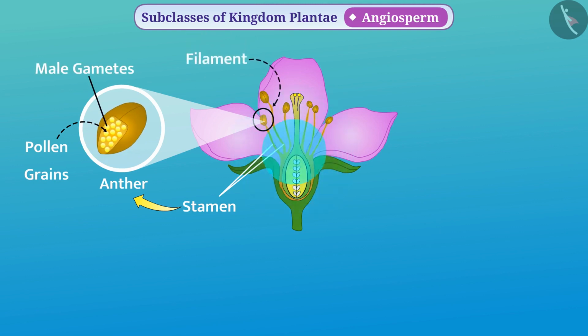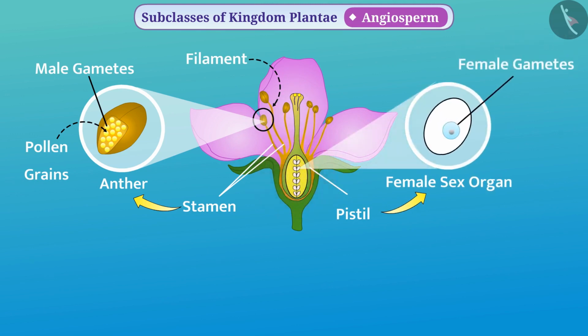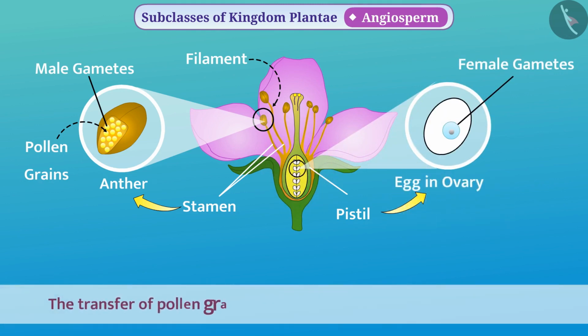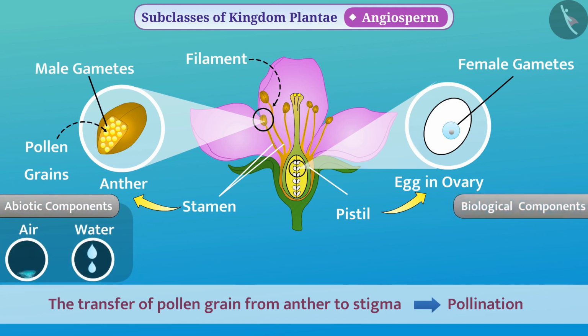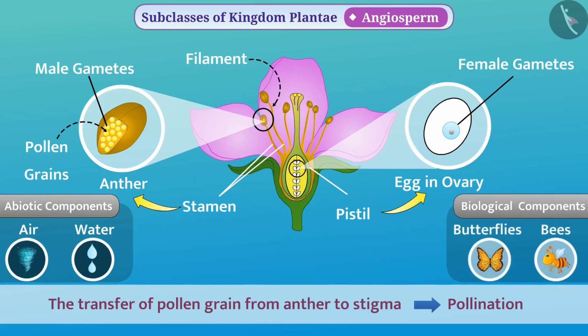In the center of the flower, there is a jug-like part called pistil. It is the female sex organ of the plant. It consists of female gametes called egg in the ovary. The transfer of pollen grain from anther to stigma is called pollination. It takes place with the help of abiotic components such as air, water, or biological components such as insects, animals like butterflies and bees, etc.